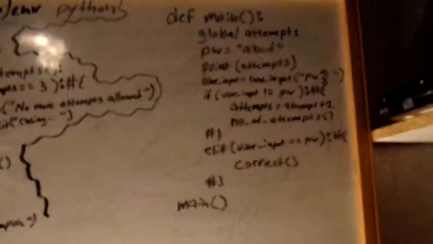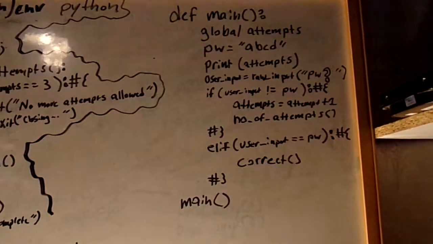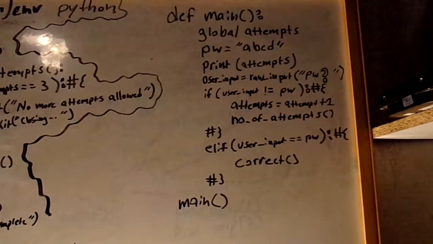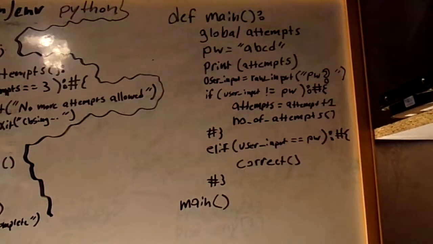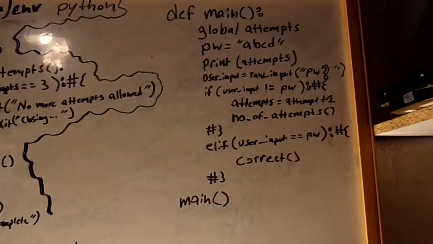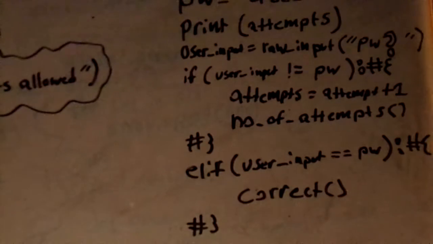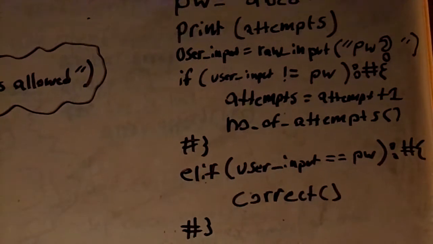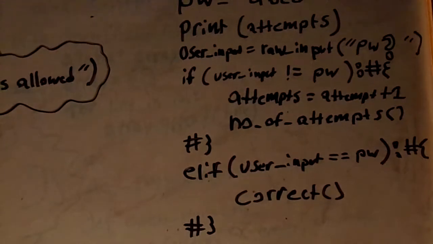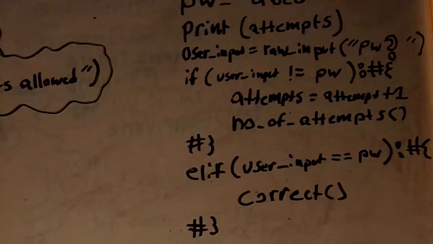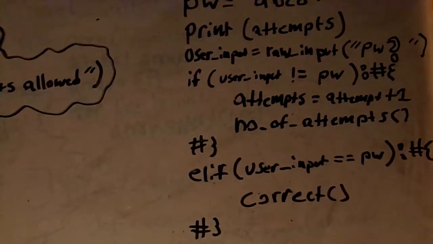So we define the function, define main, set variable attempts to global, set our password variable, which for demonstration purposes is ABCD. Then we're going to print the number of attempts, going to get user input. User input equals raw input, PW for password. Then if user input, which is the variable we just set, we got the information from the user, exclamation mark equals means not equal to.